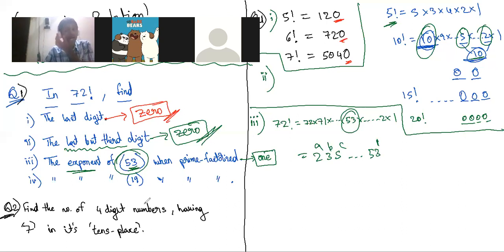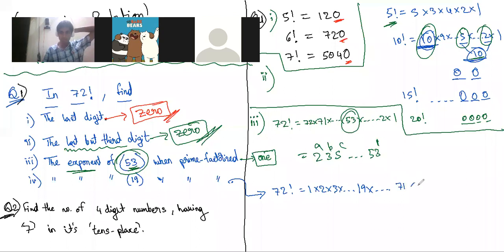Fourth question. Here Sarkar is telling 1. Anushrita is telling 3. Yes, it's 3. You're very close because using the same logic, 72 factorial. Your logic must be, you can write this as 1 into 2 into 3 into so on until 19. Is this your logic?